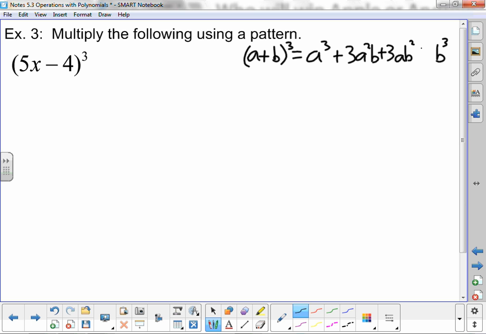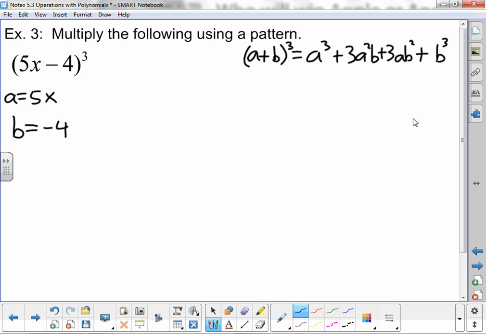And there you go. That's the pattern that comes up anytime you cube a binomial. So my first objective here is to figure out what a and b are. So a here is a 5x. Our b here, I'm going to say it's a -4. Okay. So now all I'm going to do is plug that into this form right here.